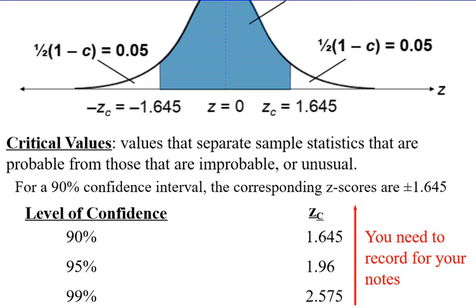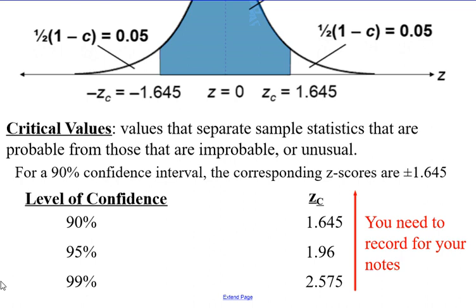The critical values that we use to form these confidence intervals are from our z-scores from before. So critical values are the values that separate sample statistics that are probable from those that are improbable, what we don't think would actually contain the actual population mean. For a 90% confidence interval, that would correspond to a z-score of 1.645. Why does it do that? Well, because if you have a z-score of 1.645, we know by the bell curve that that's going to capture the middle 90%. And so that's what we call a 90% confidence.